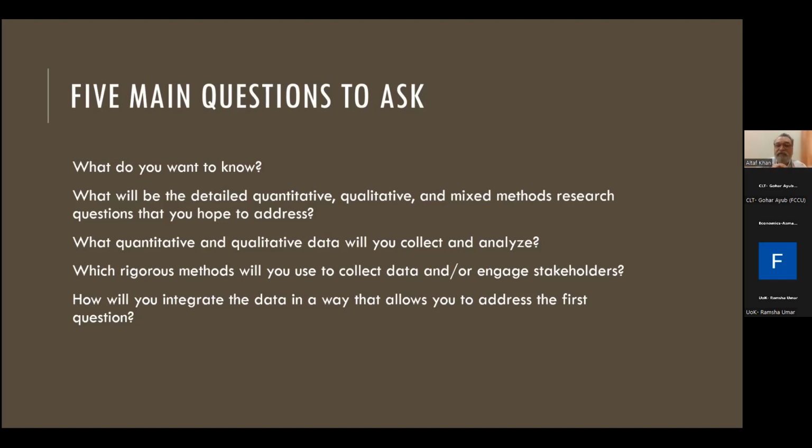And this is the next question: what will be the detailed quantitative, qualitative, and mixed method research questions that you hope to address? Like, one is, what do you want to get? For example, I have seen some comments where, if we want to study in health sciences, if we want to understand patients' mental well-being within a hospital, we need both. We need to know how many patients there are and how they are feeling.